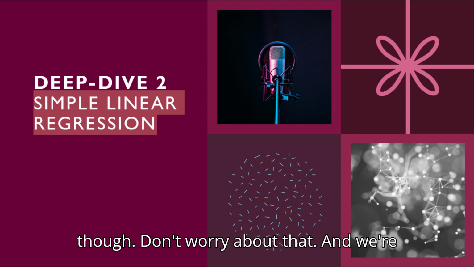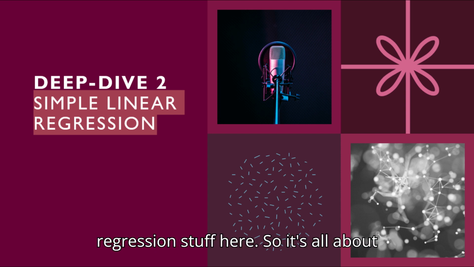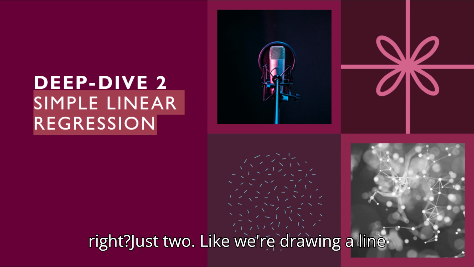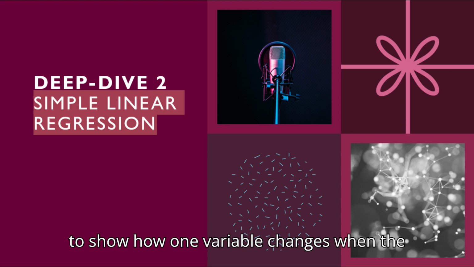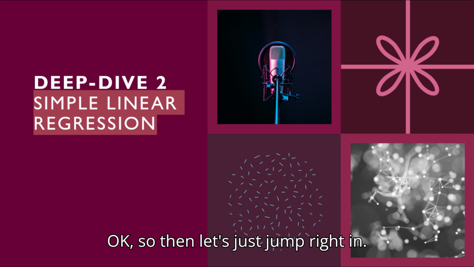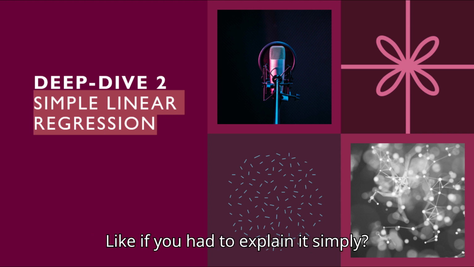Don't worry about that. And we're sticking with the simple linear regression stuff here, so it's all about the relationship between two main things. Right, just two. Like we're drawing a line to show how one variable changes when the other one does. That's the basic idea. Okay, so then let's just jump right in. What even is simple linear regression? Like if you had to explain it simply.